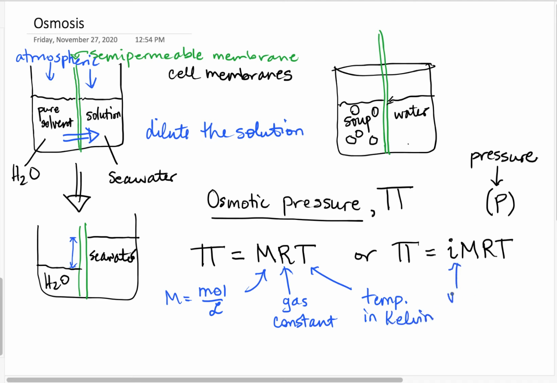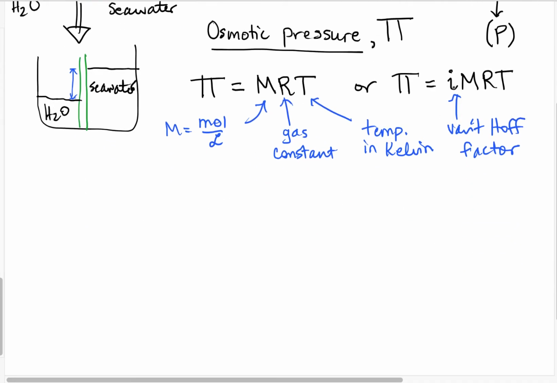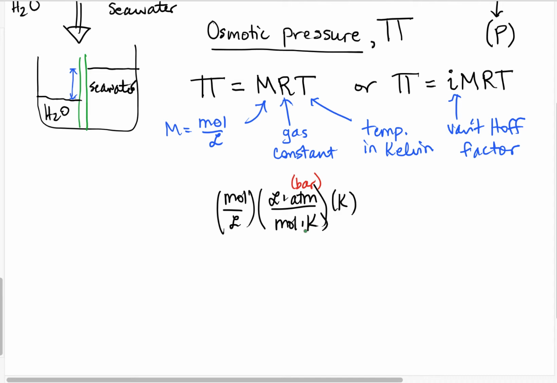And of course, the van 't Hoff factor. All right, so if we look at the units, the van 't Hoff factor is unitless, so we have moles per liter. We have the gas constant, which will be liter atmosphere per mole Kelvin, or liter bar per mole Kelvin. So I'm going to put bar as an alternative. And then the temperature is in Kelvin. So if we look at how that's all going to cancel, the kelvins cancel, the moles cancel, the liters cancel.